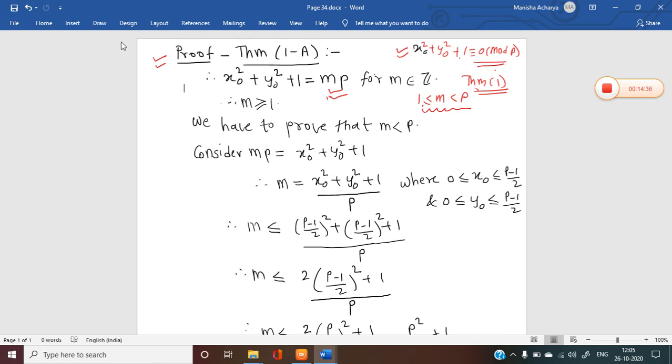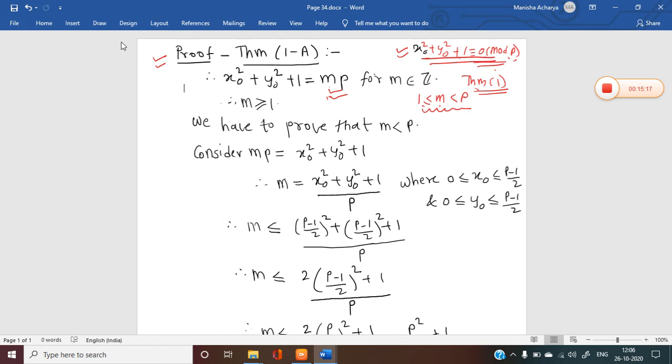Okay, so we have already got this result from theorem 1 that x0 square plus y0 square plus 1 is equal to mp for m belonging to Z. So now we have to show that m satisfies the condition that 1 is less than or equal to m less than p. Why can we say mp? Because we have got the congruence equation from theorem 1 as x0 square plus y0 square plus 1 is congruent to 0 modulo p. Okay, so with that we can say that it is equal to mp, because this is divisible by P, therefore this is equal to mp.